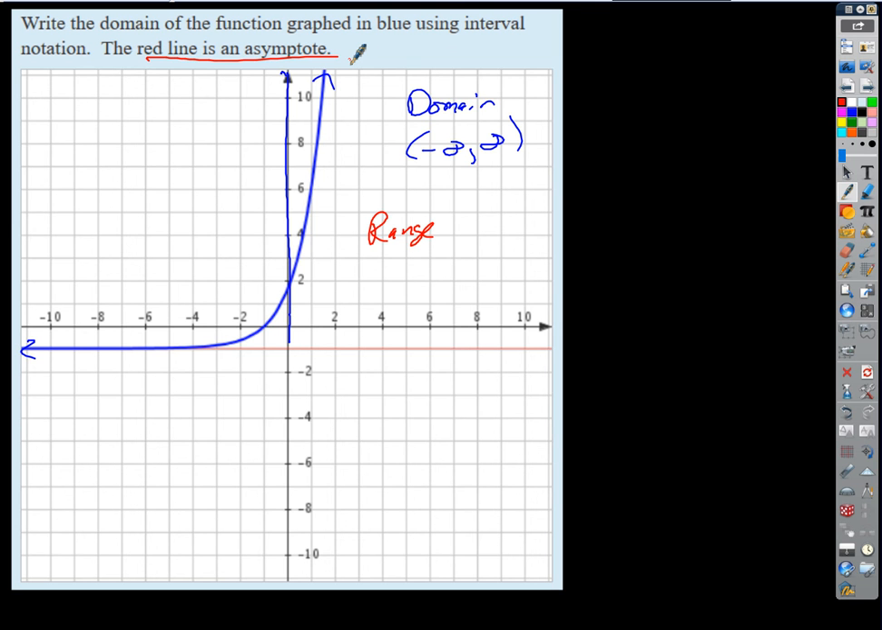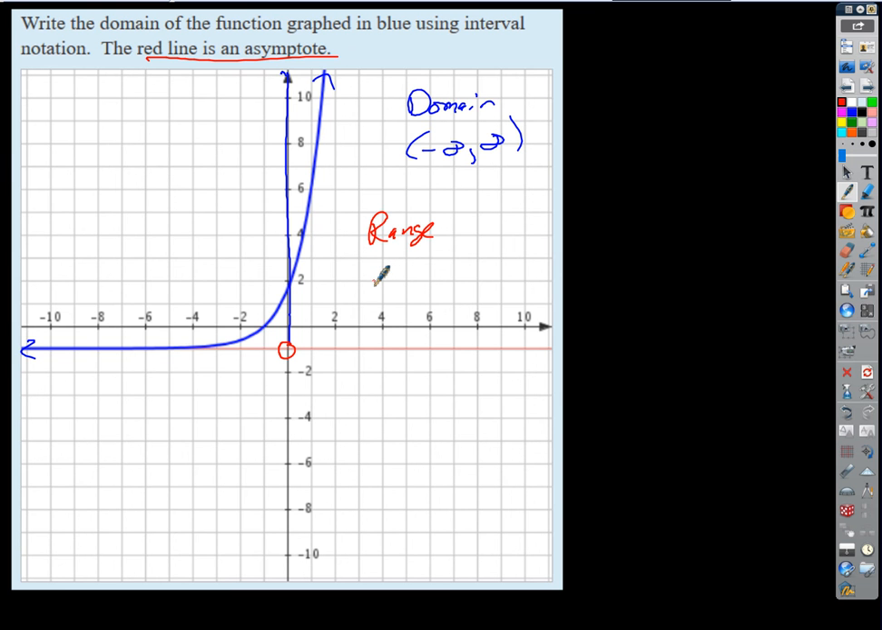Same thing's happening with this function here. As the function sweeps down to the left, it's just going to hug that asymptote more and more closely, but it never gets there. So what do you think? Do I need an open circle or a closed circle? I need an open circle, right? And so what's my range look like then? If I write it using interval notation, what's it going to look like?